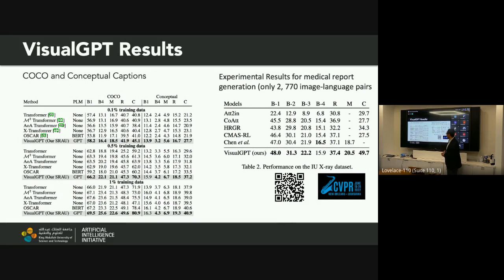If you train on 0.1% of the training data, meaning the model is trained on only 0.1% of the COCO image-text pairs, it seems to be quite helpful for efficient captioning. And this is for an X-ray medical report generation task. The results show quite a significant improvement compared to the state of the art at that time.